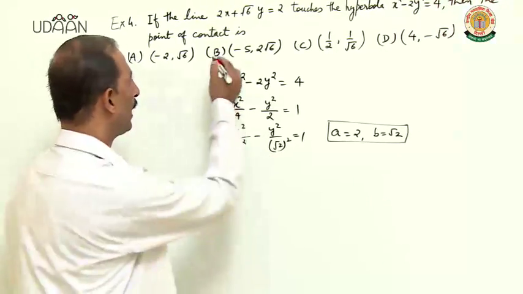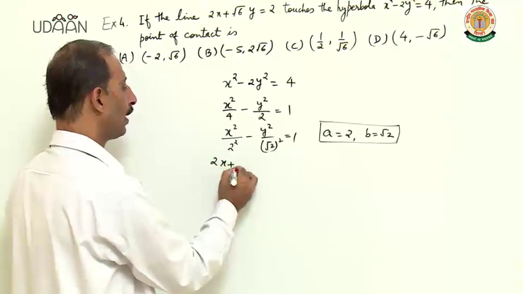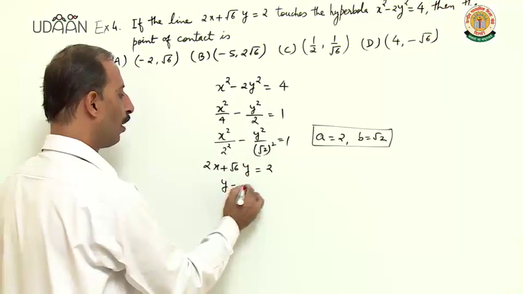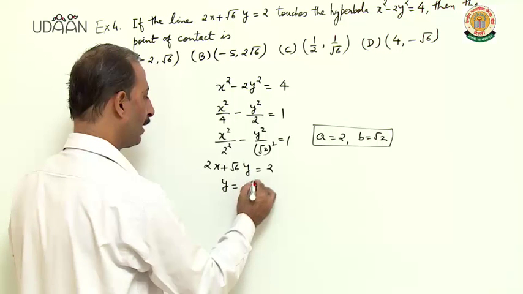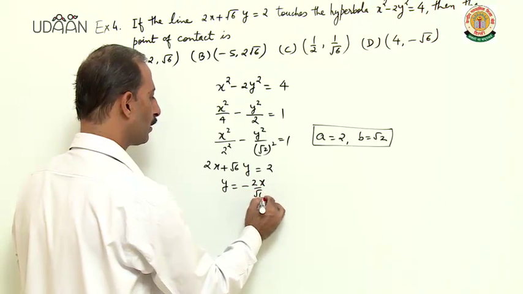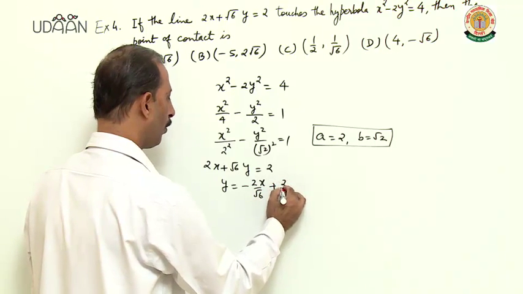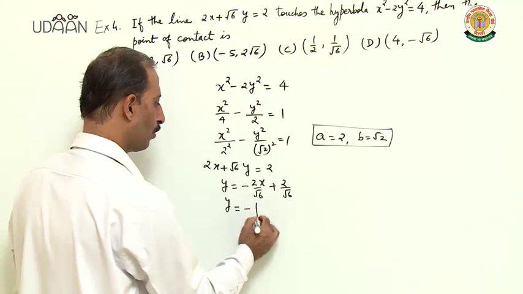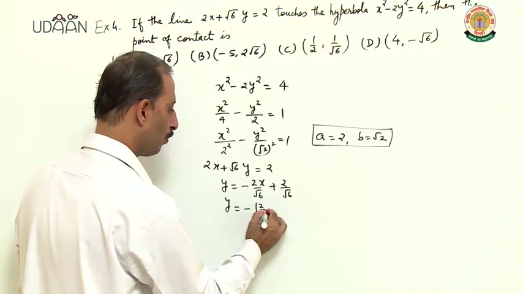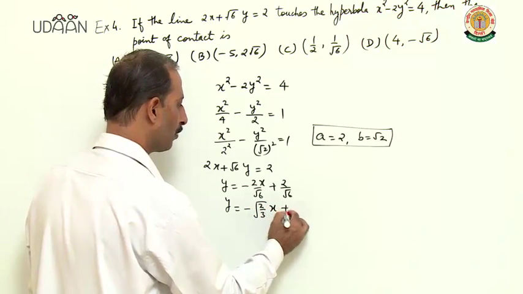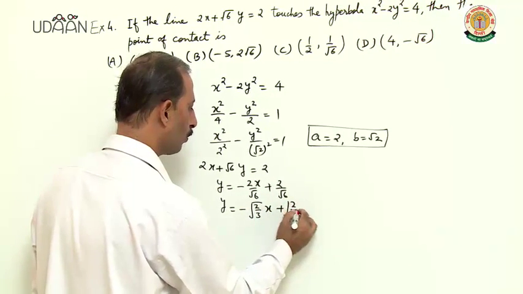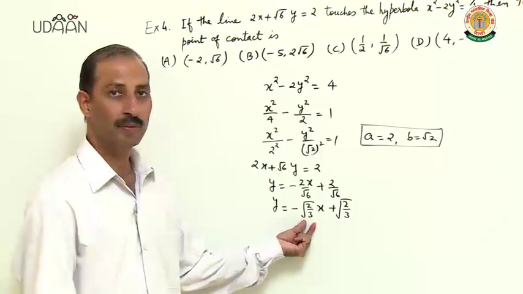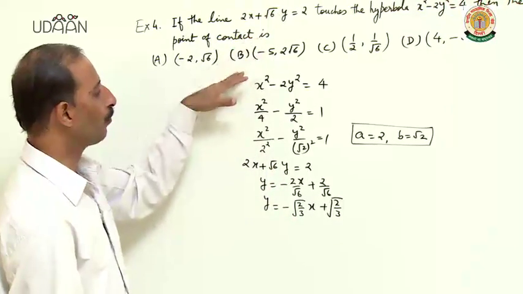Now the equation of tangent they have given is 2x plus root 6y is equal to 2. Convert it into the slope form. So it becomes y is equal to minus 2x upon root 6 plus 2 upon root 6. So you can see from here, minus root 2 upon 3 x plus root 2 upon 3. That is the equation of tangent, and we have to find the point of contact.